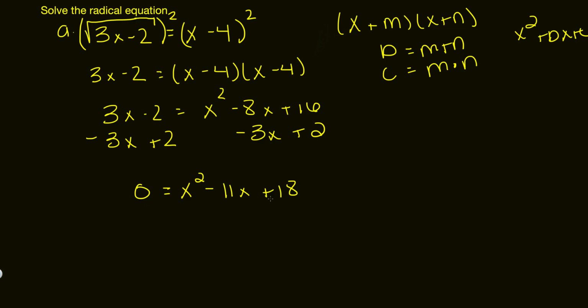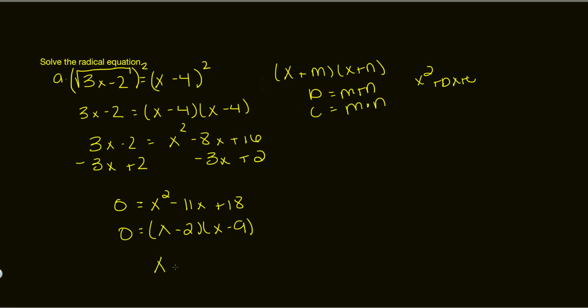I'm going to think of the two numbers again using c equals m times n and m plus n to find b. So I'm thinking of two factors that will multiply to give me c, but add to get me b. The two factors I come up with are negative 2 and negative 9. Negative times a negative gives me the positive, and negative plus a negative gives me the negative there. So my solutions in this case are x equals 9 and x equals 2.